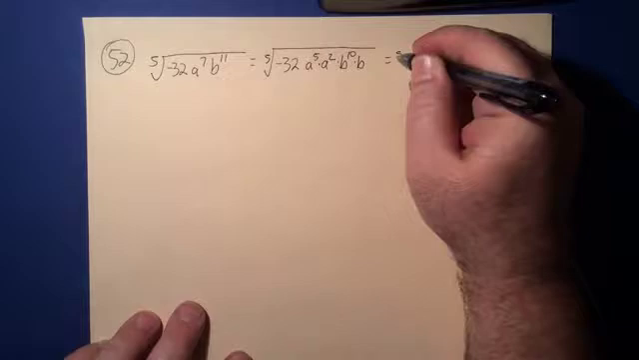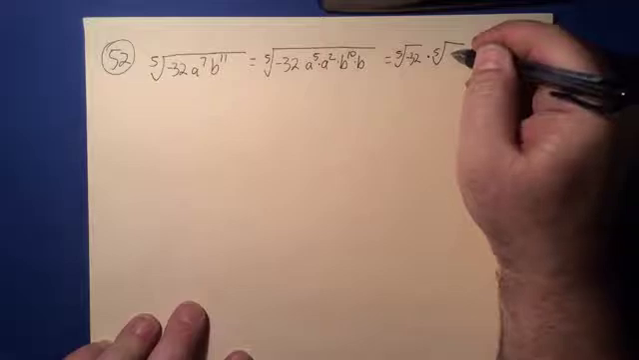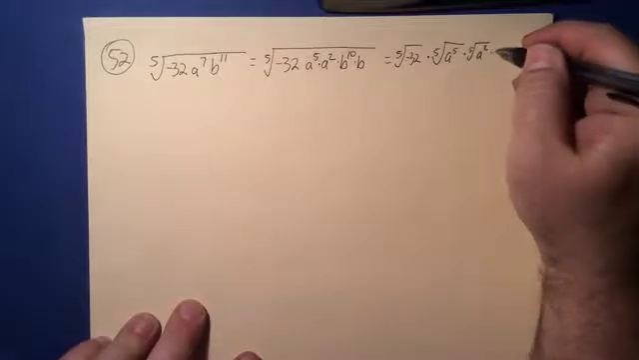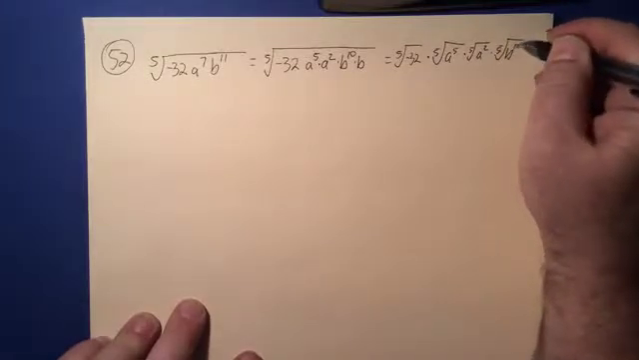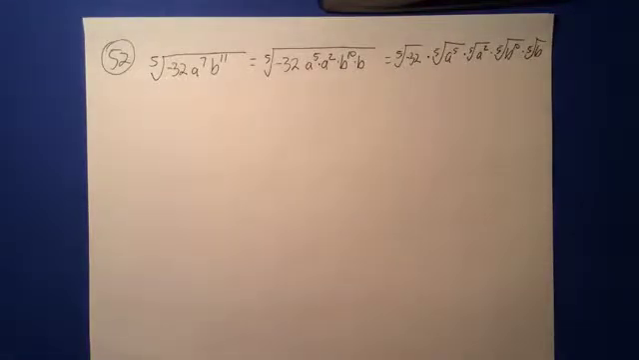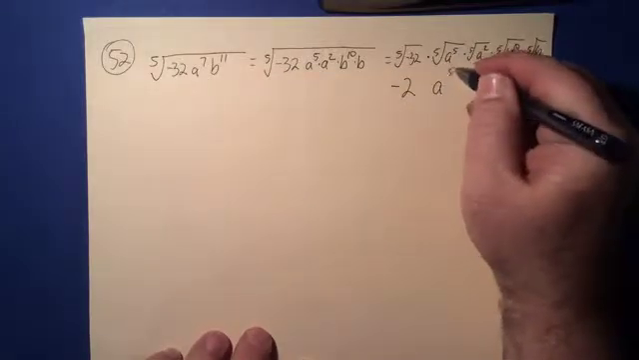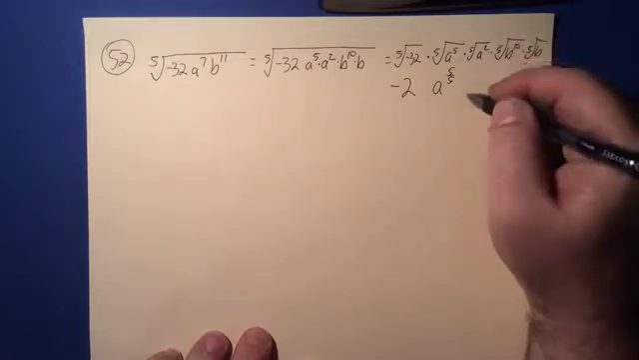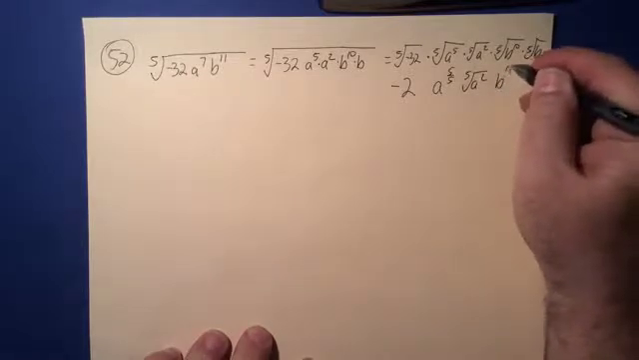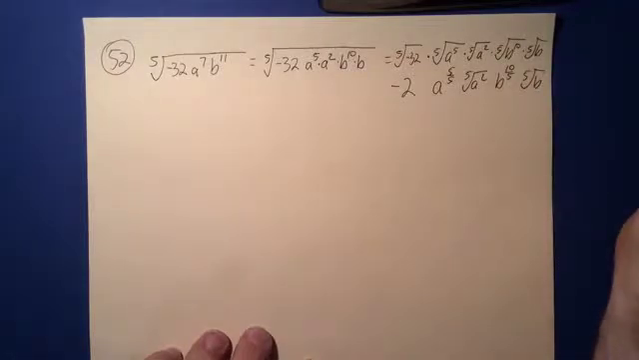So this is going to be the fifth root of negative 32 times the fifth root of a to the 5th times the fifth root of a to the 2nd times the fifth root of b to the 10th times the fifth root of b. When I simplify everything here, this is going to give me a negative 2. This will give me a to the 5 over 5. This is not going to simplify, so I'm just going to leave this as the fifth root of a squared. This is going to simplify to b to the 10 over 5. And then this is going to just be the fifth root of b under the radical.